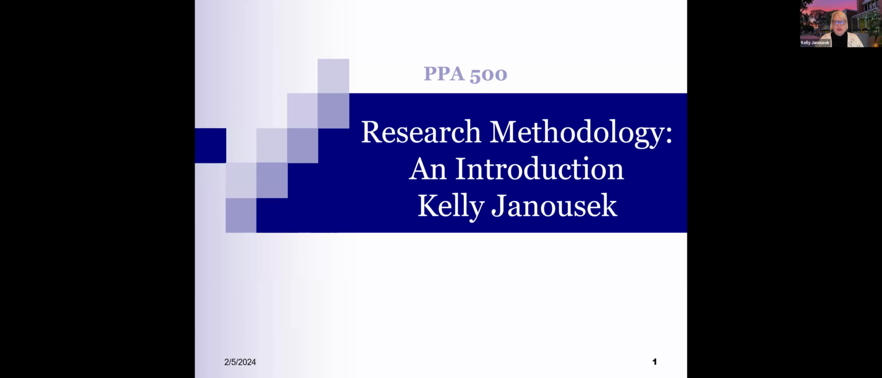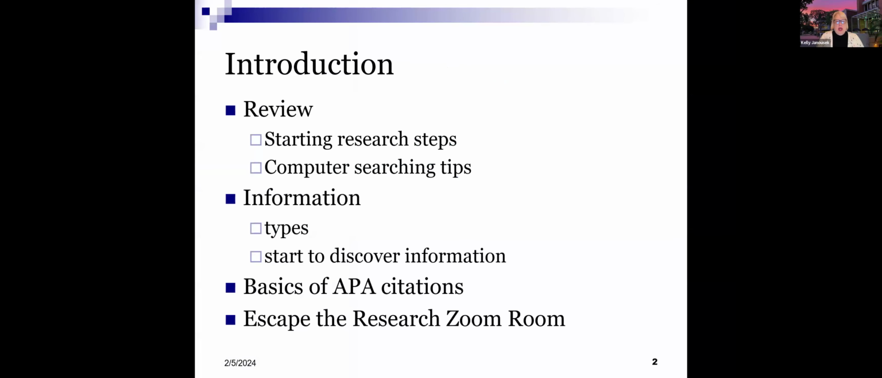So I'm going to talk about things like how you start your research steps. You may or may not know this or remember it, but it's kind of a process. And if you do the process correctly, it makes it a lot easier for you. I'm going to give you some little computer tips. I'm going to talk about different types of information because if you know what you might need, it lets you focus in where to start.